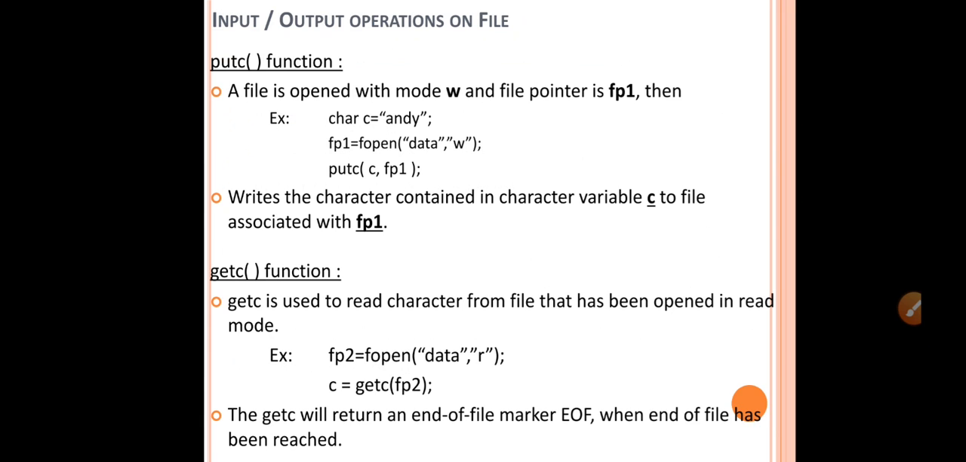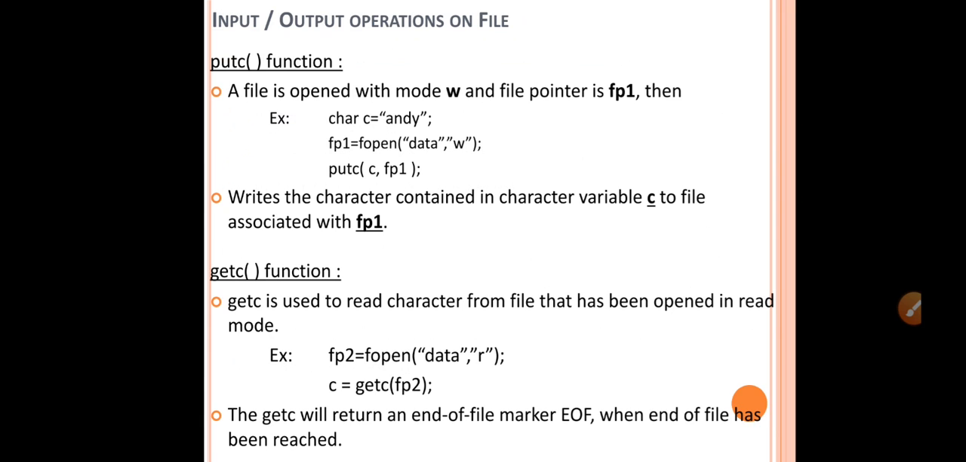So first one is putc. A file is opened with the mode w and the file pointer is fp1. Then we have to use the putc function to write a character to a file. So char c equal to 'A', so we have stored the character into the variable c.